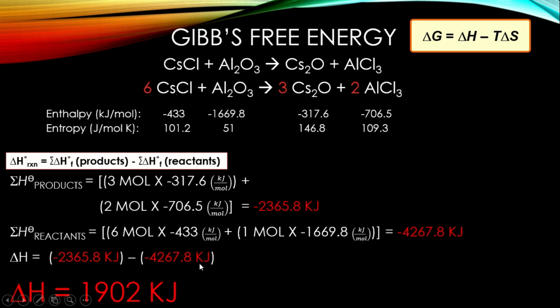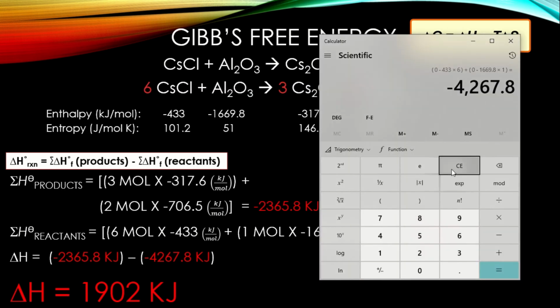So ang lalabas niyan kapag kinalculator mo, since naka-negative siya, ilalagay ko siya sa parenthesis. So negative 2365.8 minus negative 4267.8. So ang lalabas na ating change in enthalpy for this reaction is 1902 kilojoules.